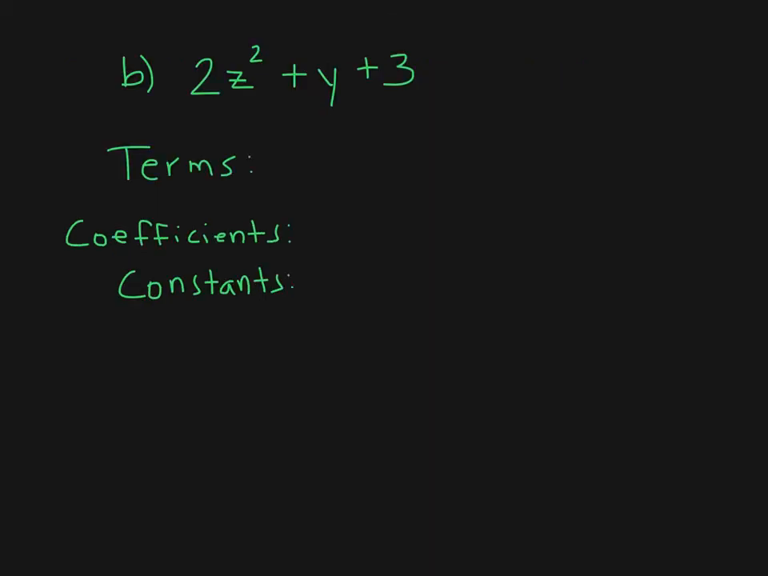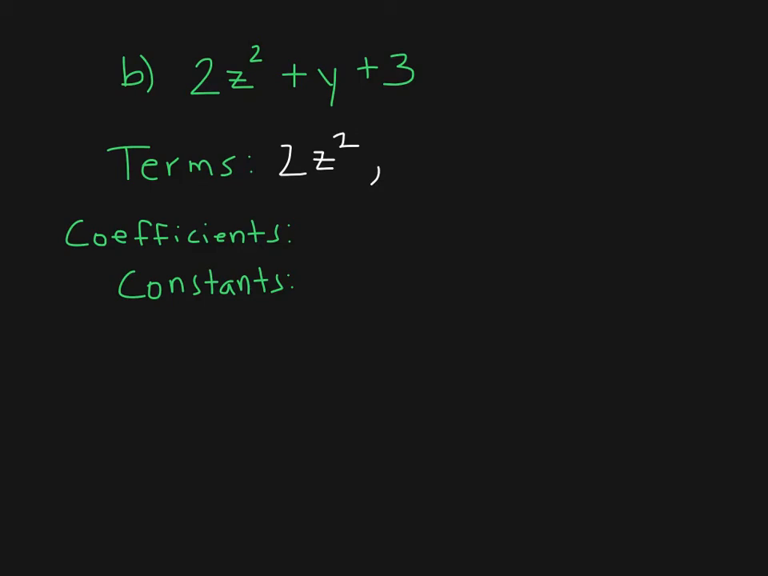Okay, so I got this one set up, so if you need to pause it to get it set up, go ahead. So I have 2z squared plus y plus 3. I'm going to start off with my terms. Now be careful on this one because it's everything that's kind of attached together. So my first term is 2z squared. That's all one term.